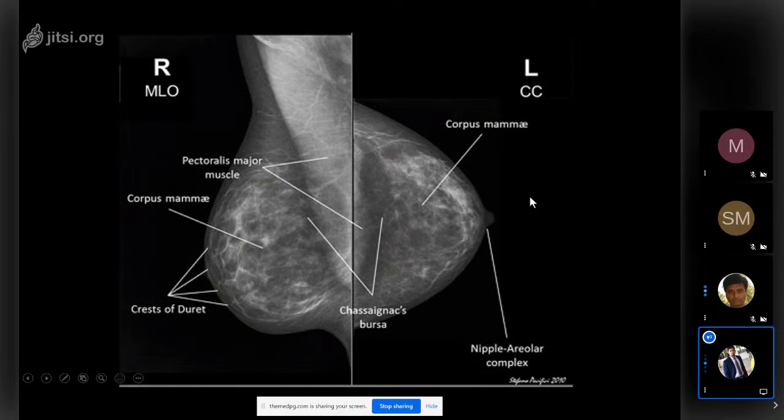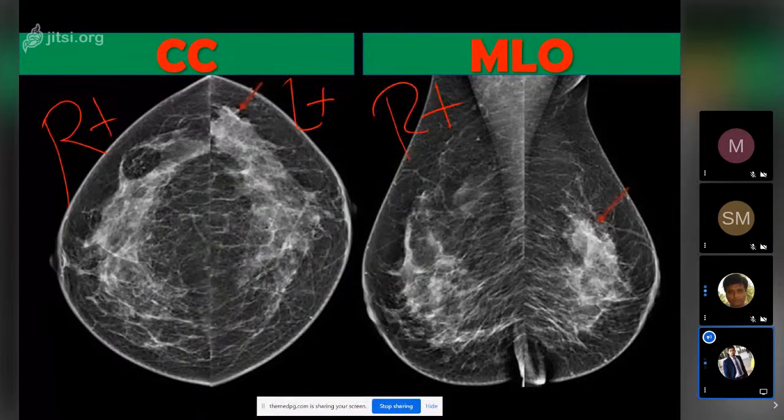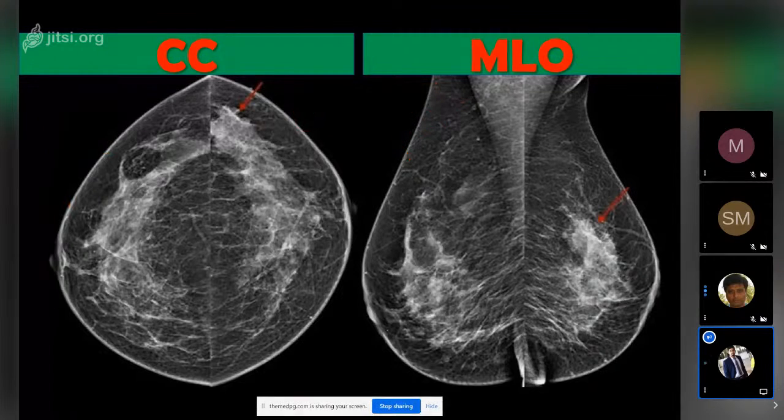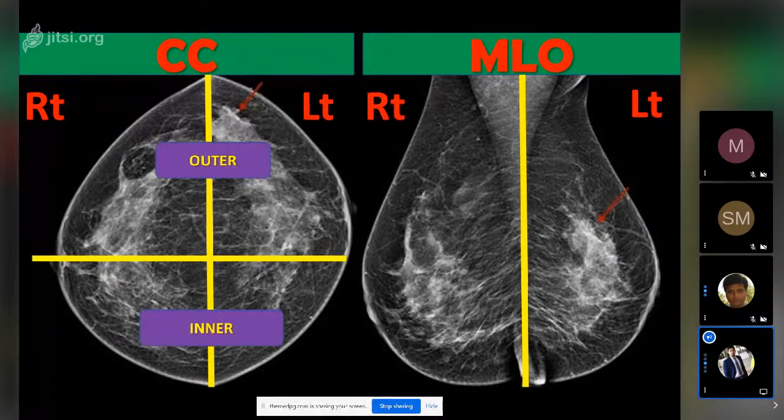Okay, so this is again a full-fledged image of a craniocaudal view with the two breasts, and this is a mediolateral oblique. Very important to understand, in any image, this is always right, this is always left. Same way here, this is always right, this is always left. We don't have to tell that. And also we know that this is always medial. So this is how we divide initially: right and left is always fixed. Then we know that the upper one is always the outer quadrant, and this is always the inner quadrant.